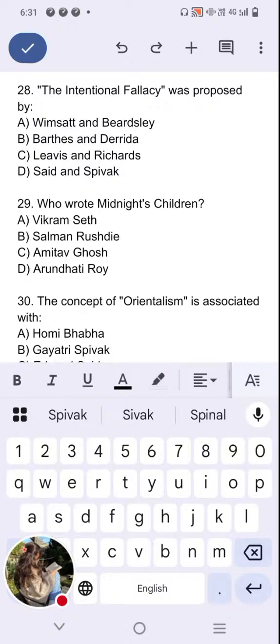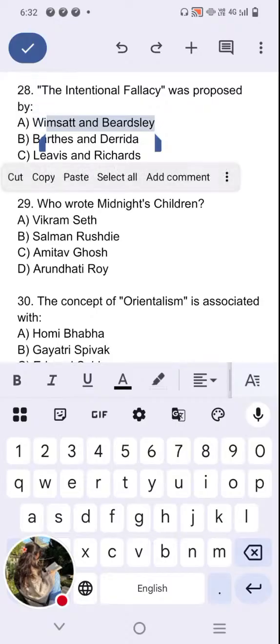Who proposed the intentional fallacy? There are two concepts, the intentional fallacy and the affective fallacy. Both have been proposed by the same people. The right answer is option A, Wimsatt and Beardsley.